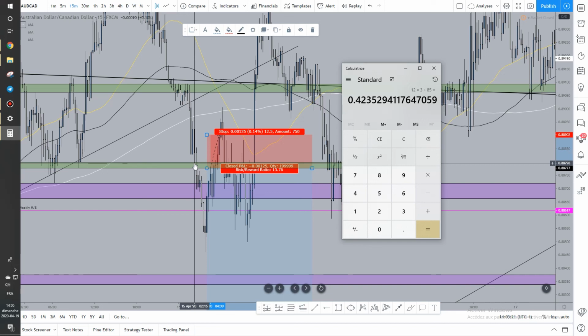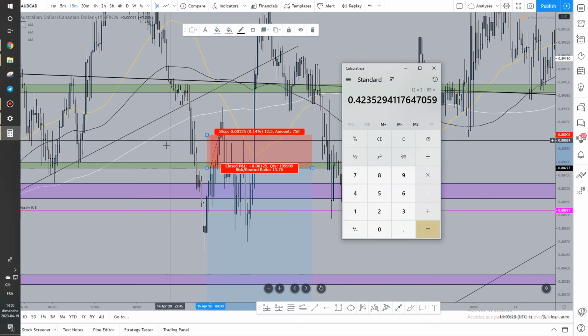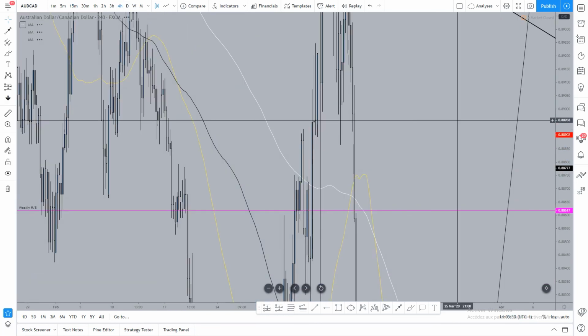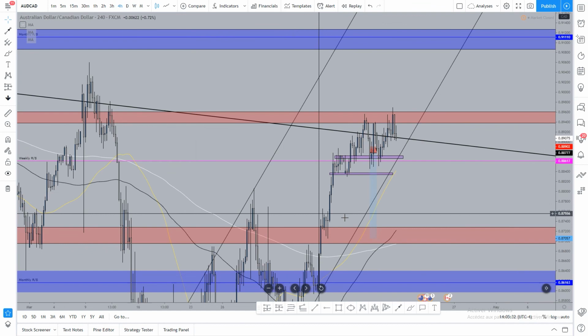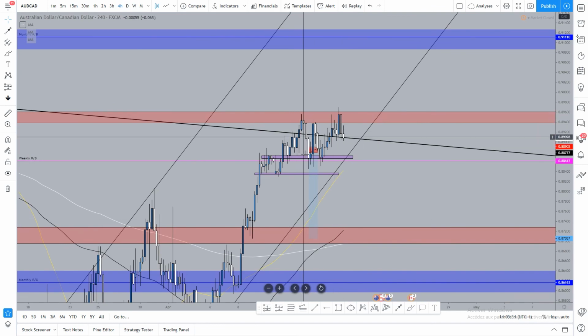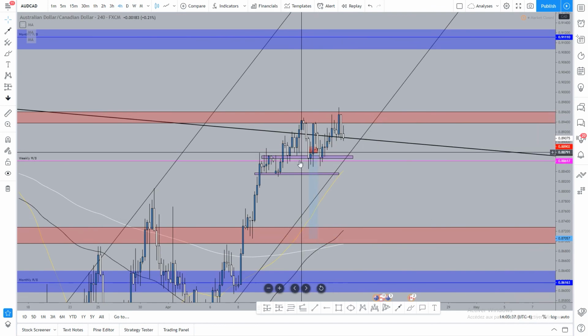So yeah, good risk management. So I have my long-term sell still running, and I lost my more aggressive one. So this one was an aggressive trade because the 4-hour was still bullish. So we only made a higher low here. So that's why I managed it on a smaller time frame. So that's pretty much it for AUD CAD.